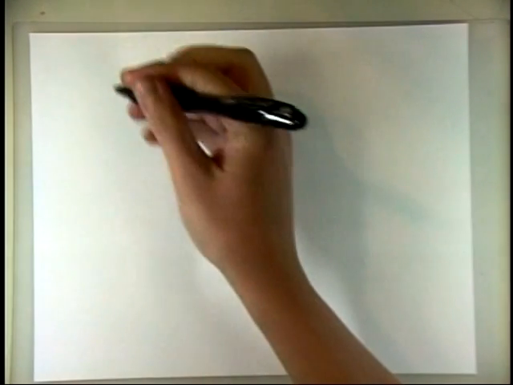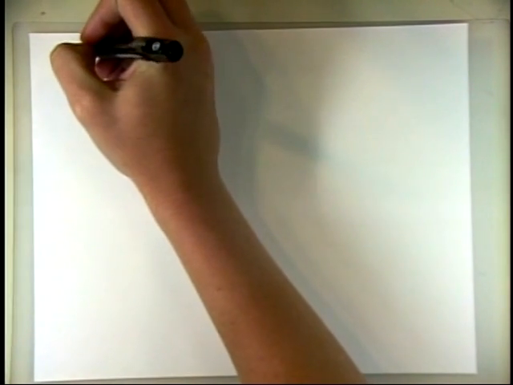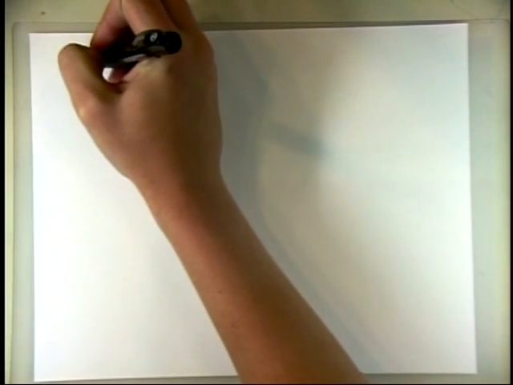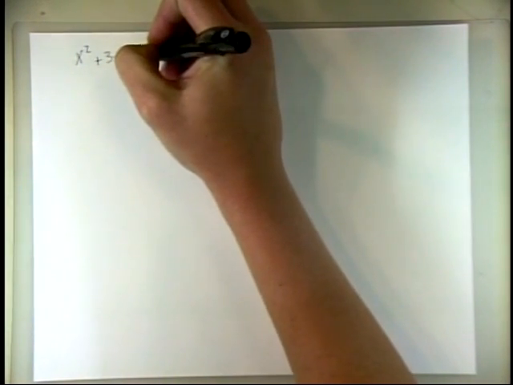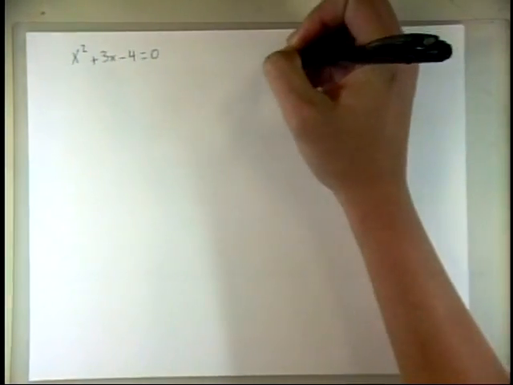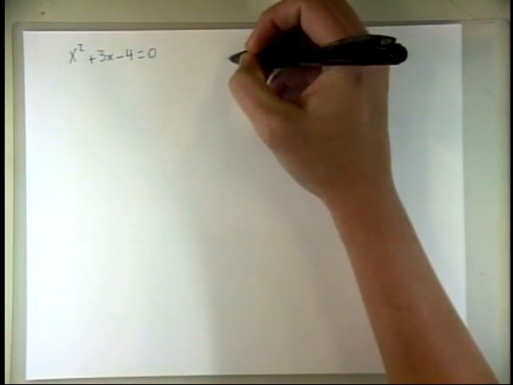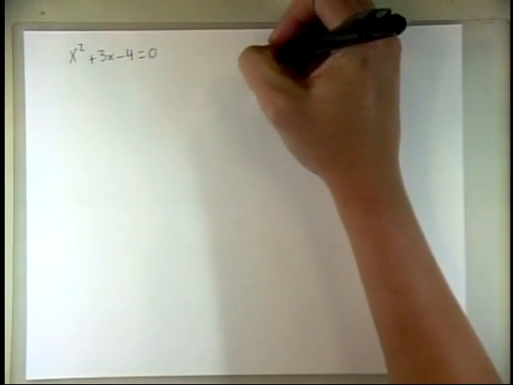Today we will be going over how to solve a quadratic equation. We're going to do x squared plus 3x minus 4 equals 0. Now, when you're doing quadratic equations, you have to know the formula.